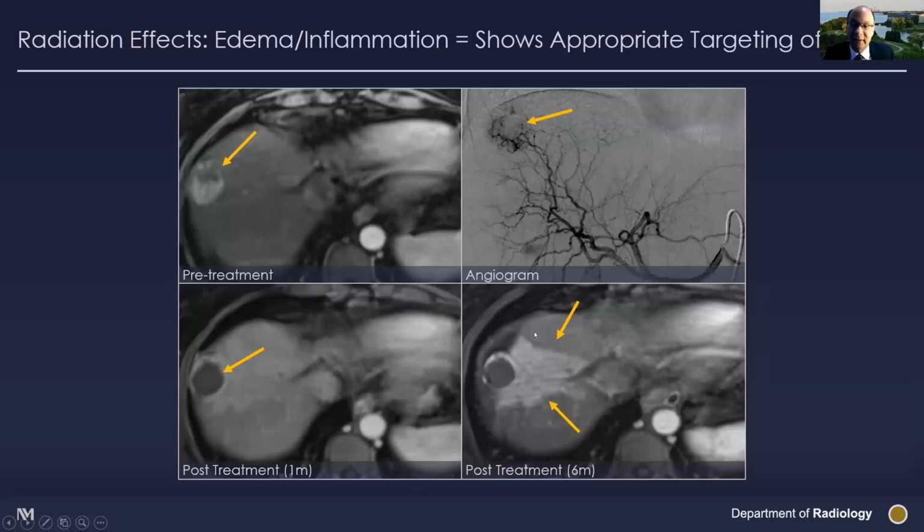You can even see those perilesional effects at 6 months. You can see a rim of enhancement. I don't worry about it. If there's a rim of enhancement, this is an excellent response. And I would report this as a LRTR non-viable.